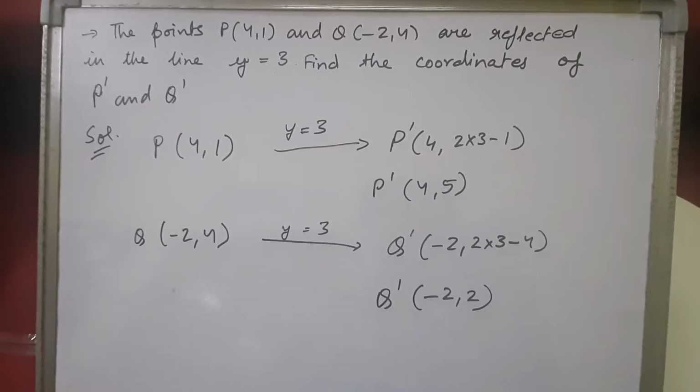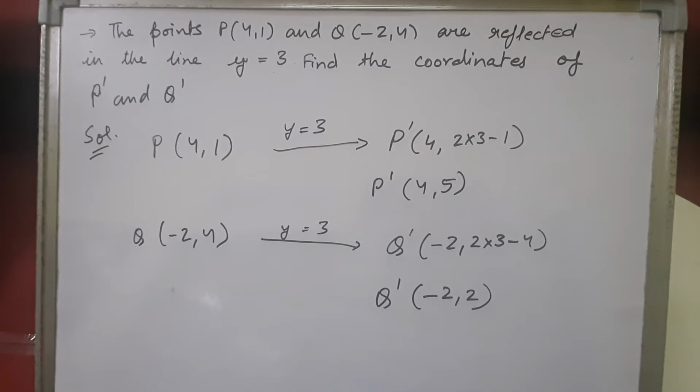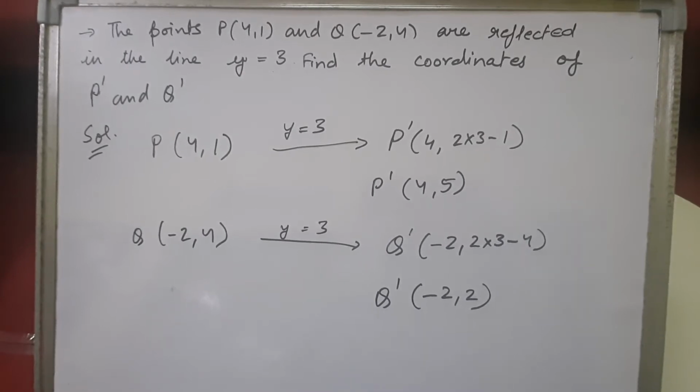Children, today we will be discussing more sums from the topic reflection of coordinate geometry. Let's see this sum. In this sum, it is given that the points P (4, 1) and Q (-2, 4) are reflected in the line y = 3. Find the coordinates of P' and Q'.